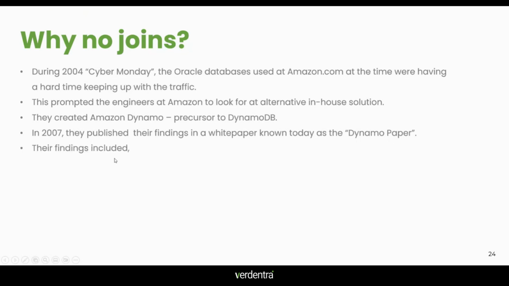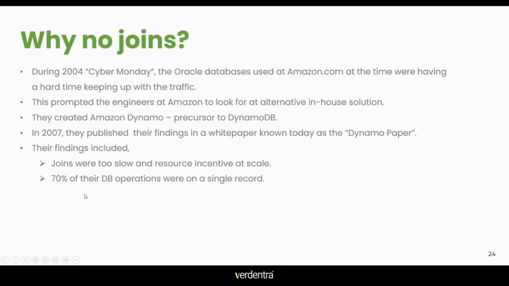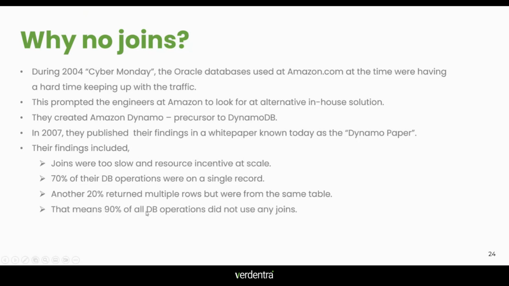So what did they find? They found that joins are too slow and resource intensive at scale, something that we already discussed. But the more important thing they found was that over 70% of their database operations were on a single record, and another 20% returned multiple rows, but from the same table. So all in all, 90% of their database operations did not use any joins. So maybe they thought you don't need any joins.